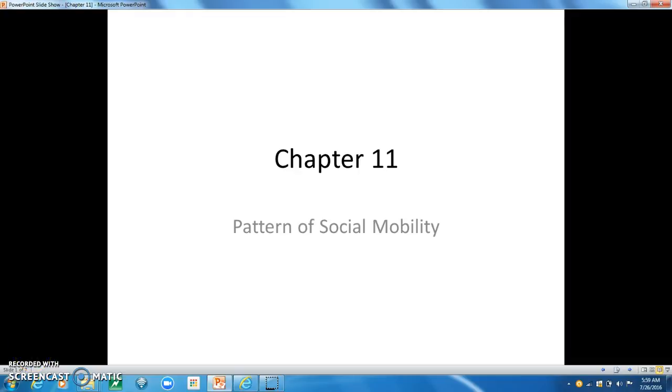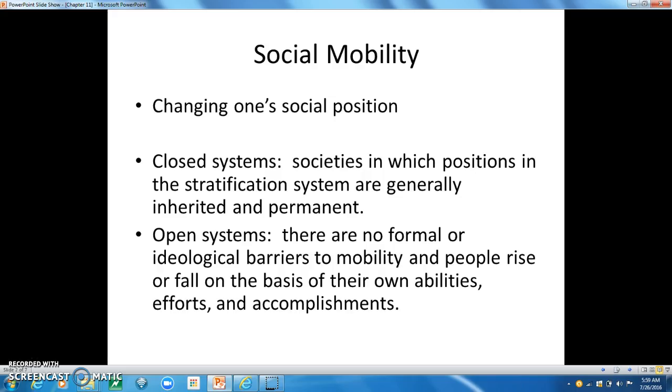Chapter 11 is looking at patterns of social mobility. And if you remember, social mobility is changing one's social position. It can certainly occur in a variety of ways. But first, I want to mention closed systems. Of course, these are societies in which positions in the stratification system are generally inherited and permanent, as we've already learned, and open systems, where there are no formal or ideological barriers to mobility. And people rise or fall on the basis of their own abilities, efforts, and accomplishments.